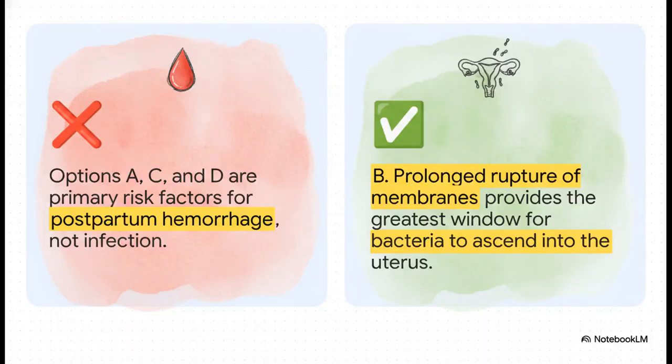The correct answer is B, and here's why this is a perfect example of an NCLEX question. Options A, C, and D are all major risk factors, but they're risk factors for postpartum hemorrhage. The NCLEX loves to throw in these distractors to see if you can differentiate between complications. Premature and prolonged rupture of membranes is the classic setup for an infection because it gives bacteria the most time and the best opportunity to travel up into the uterus.